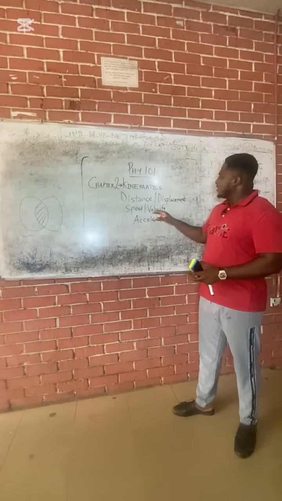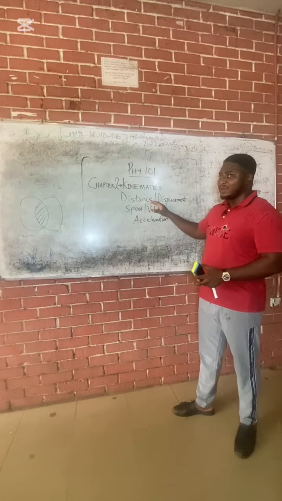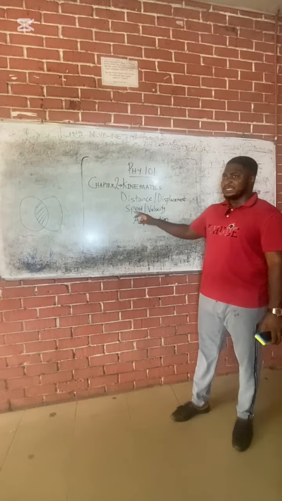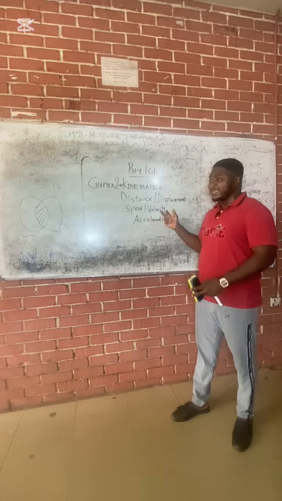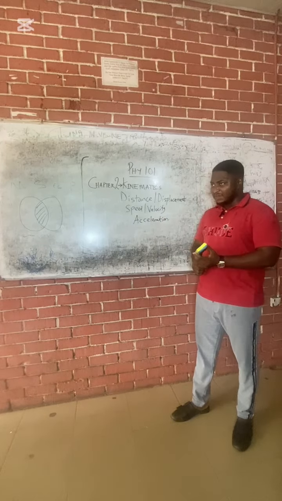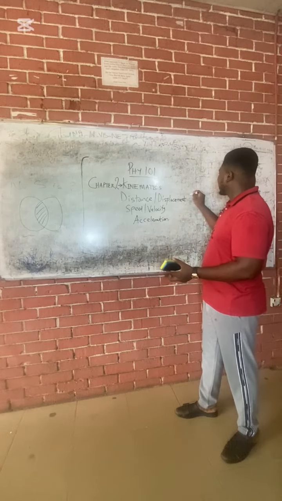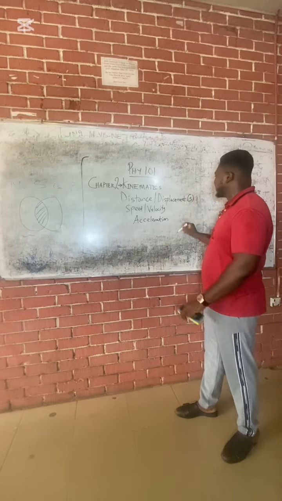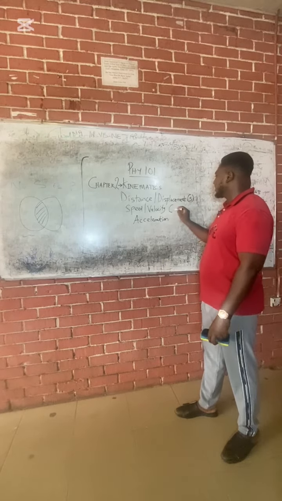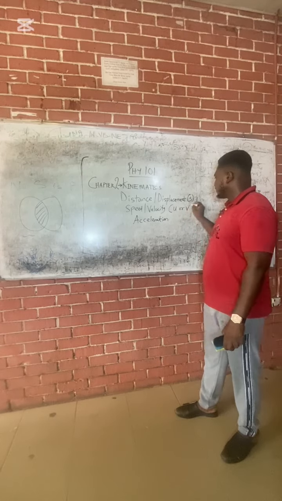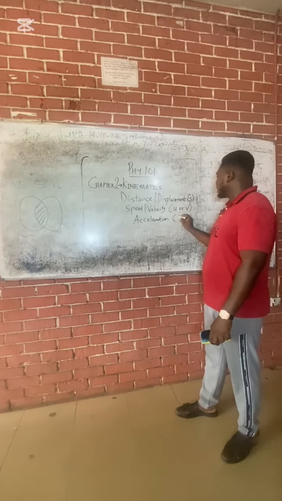Now, we have said distance is length covered without reference to direction. Displacement is distance covered with reference to direction. Speed is how fast the body is moving. Velocity is also how fast the body is moving. Now, what then is acceleration? When talking about distance or displacement, we use S to represent it. When talking about speed or velocity, we use U or V. And when talking about acceleration, we use A.